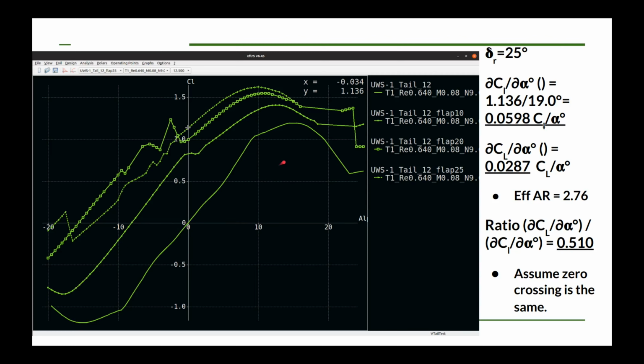So maximum coefficient of lift is going to be somewhere around in here for the actual vertical tail. What we want to do then is take the maximum coefficient of lift that we got and multiply it by this little ratio, and that'll give us the new coefficient of lift. So let's go look at that.